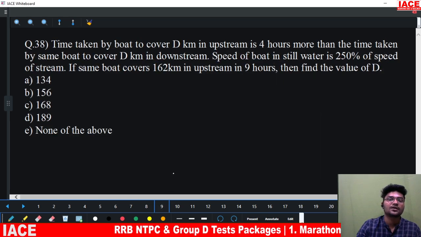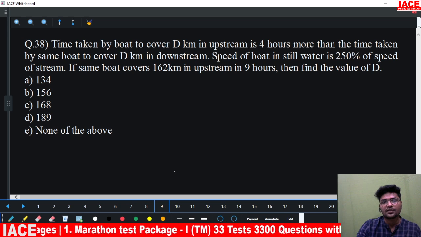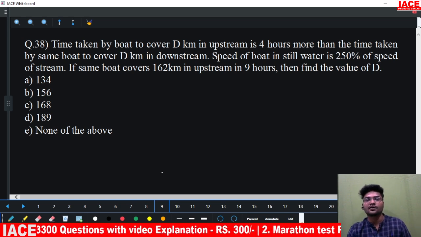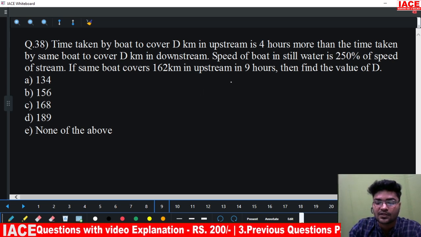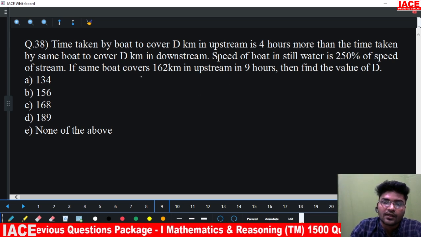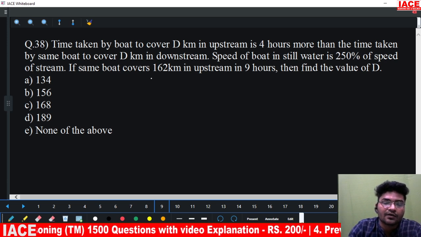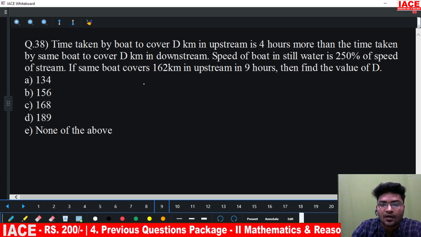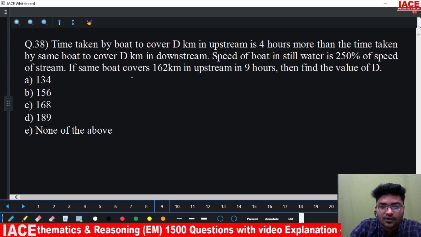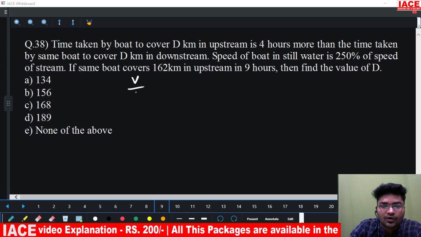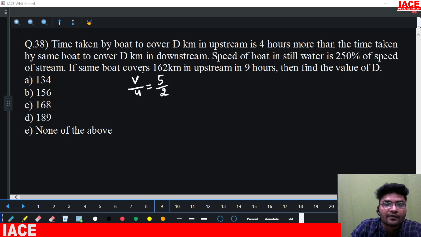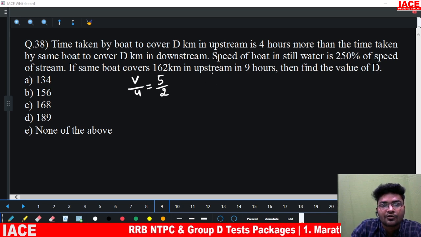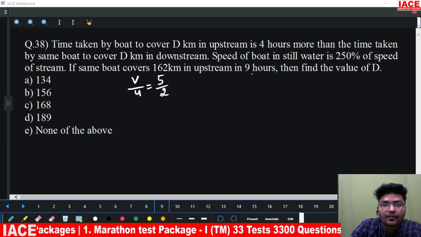Next, question number 38. Time taken by boat to cover d kilometers in upstream is 4 hours more than the time taken by the same boat to cover d kilometers in downstream. Speed of boat in still water, that is V, by speed of stream, that is U, is 250%. 250% means 5 by 2. If the same boat covers 162 kilometers in upstream in 9 hours.